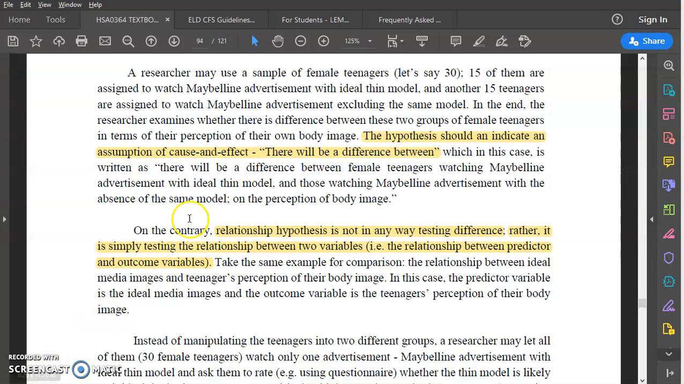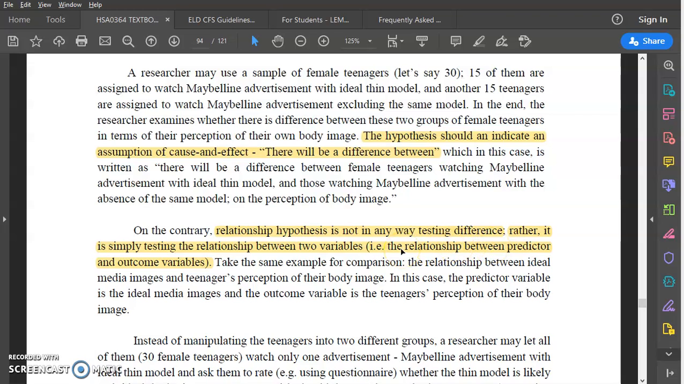On the other hand, in your book it says, on the contrary, a relationship hypothesis is not in any way testing differences. Right? We're not testing differences. We look at the relationship between the two variables. Remember the relationship between the predictor and the outcome variables.